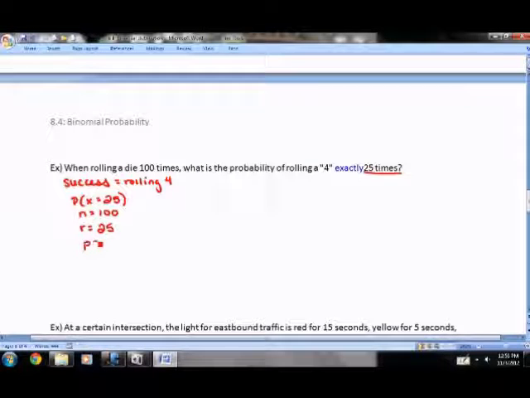Your P is going to be the probability of getting a success. What's the probability of rolling a 4? Well, you have 1 out of your 6 sides is going to be a 4, so you have a probability of 1/6. And your Q is just going to be 1 minus 1/6, the probability of not getting a 4, and that's going to be 5 out of 6 sides are going to be a number other than 4. So what we do is we plug it into our formula.